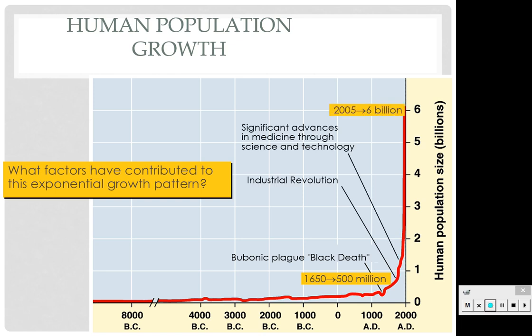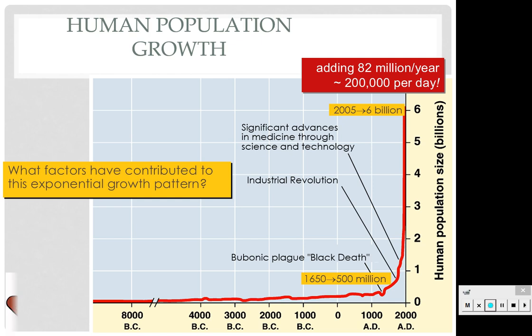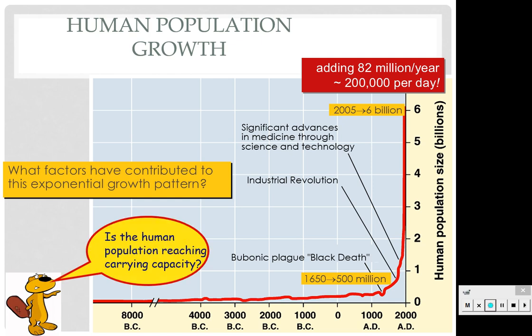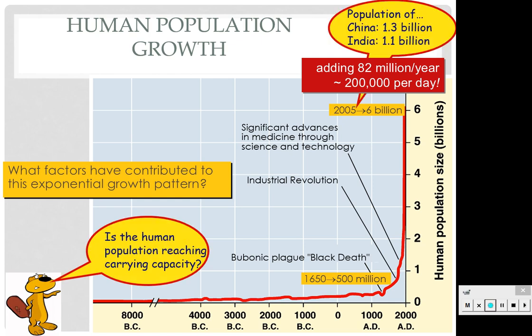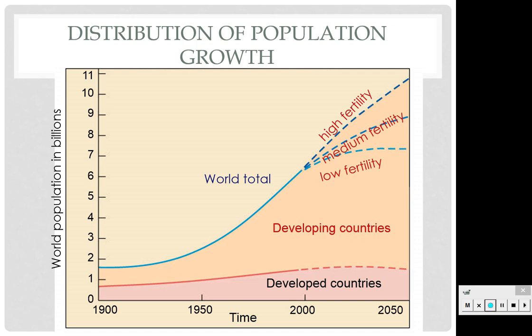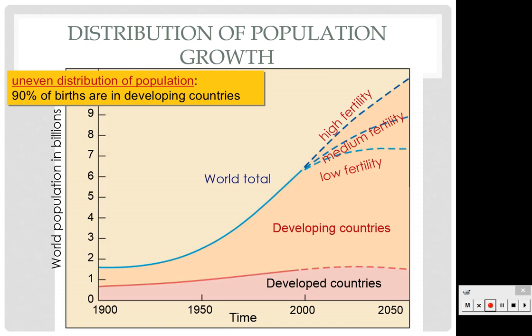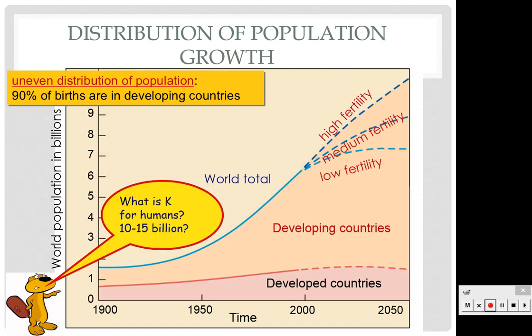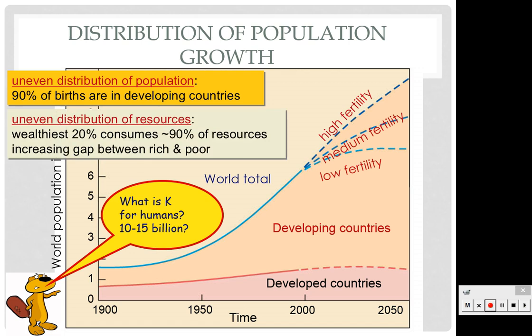Okay? So we've had all these advances, which have allowed the 6 billion population, and we don't know truly if there's a human carrying capacity. Okay? So there's our doubling times. Alright, distribution of population growth. You will see that most of it is the developed countries are very even. Okay? Uneven distribution, 90% of the births are in developing countries rather than developed countries. What is the K for humans? 10 to 15 billion, we're unsure.